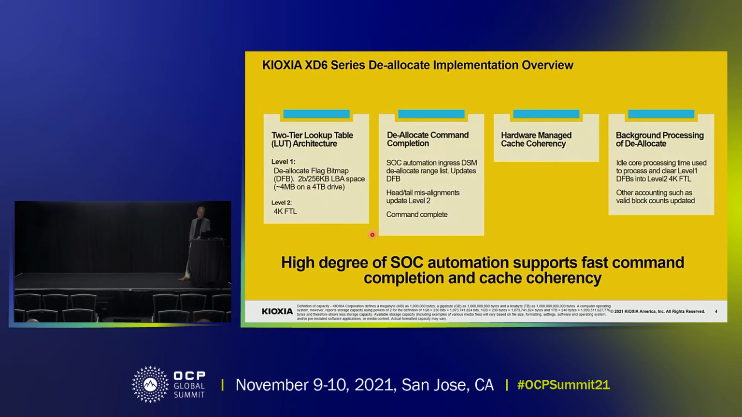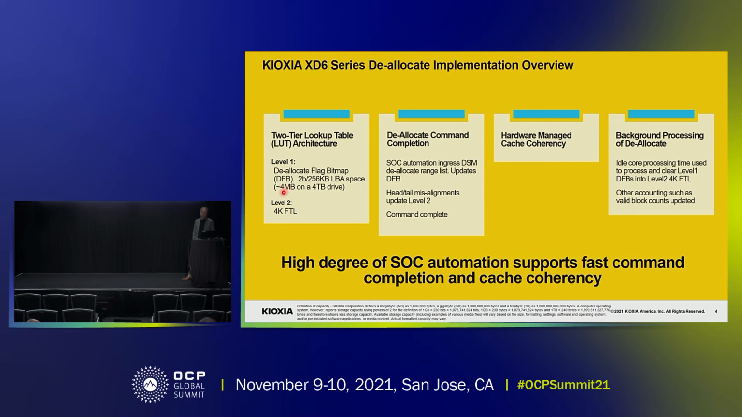So a little bit about the implementation that we picked internally. You can specify in a single trim command an extraordinary amount of LBA space, and to process that list can take quite some time. The way we addressed that was with a two-level lookup table architecture. The classical 4K FTL that is known and loved by most people is what we literally call our level 2 table. We now had a level 1 table, and our level 1 table included something called a deallocate flag bitmap.